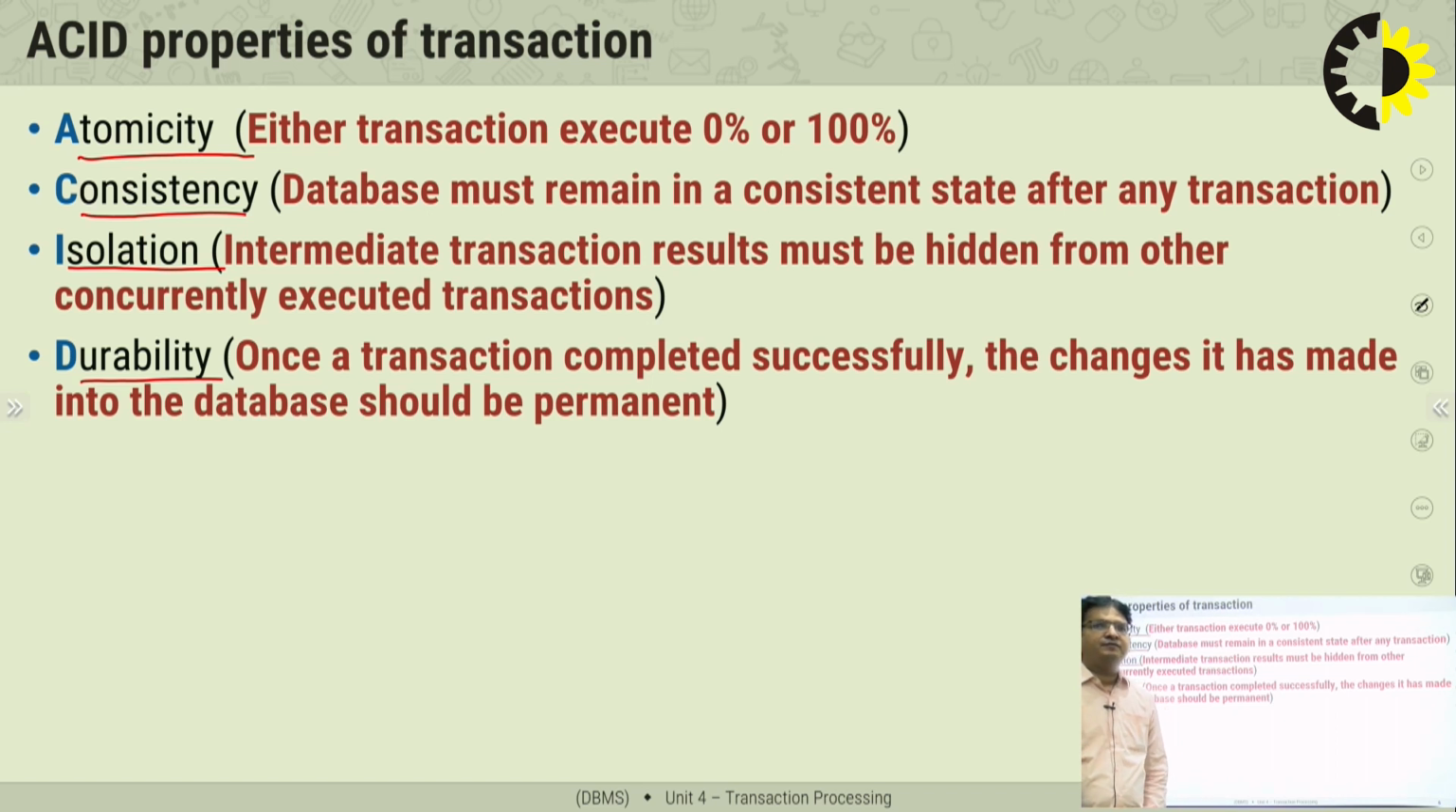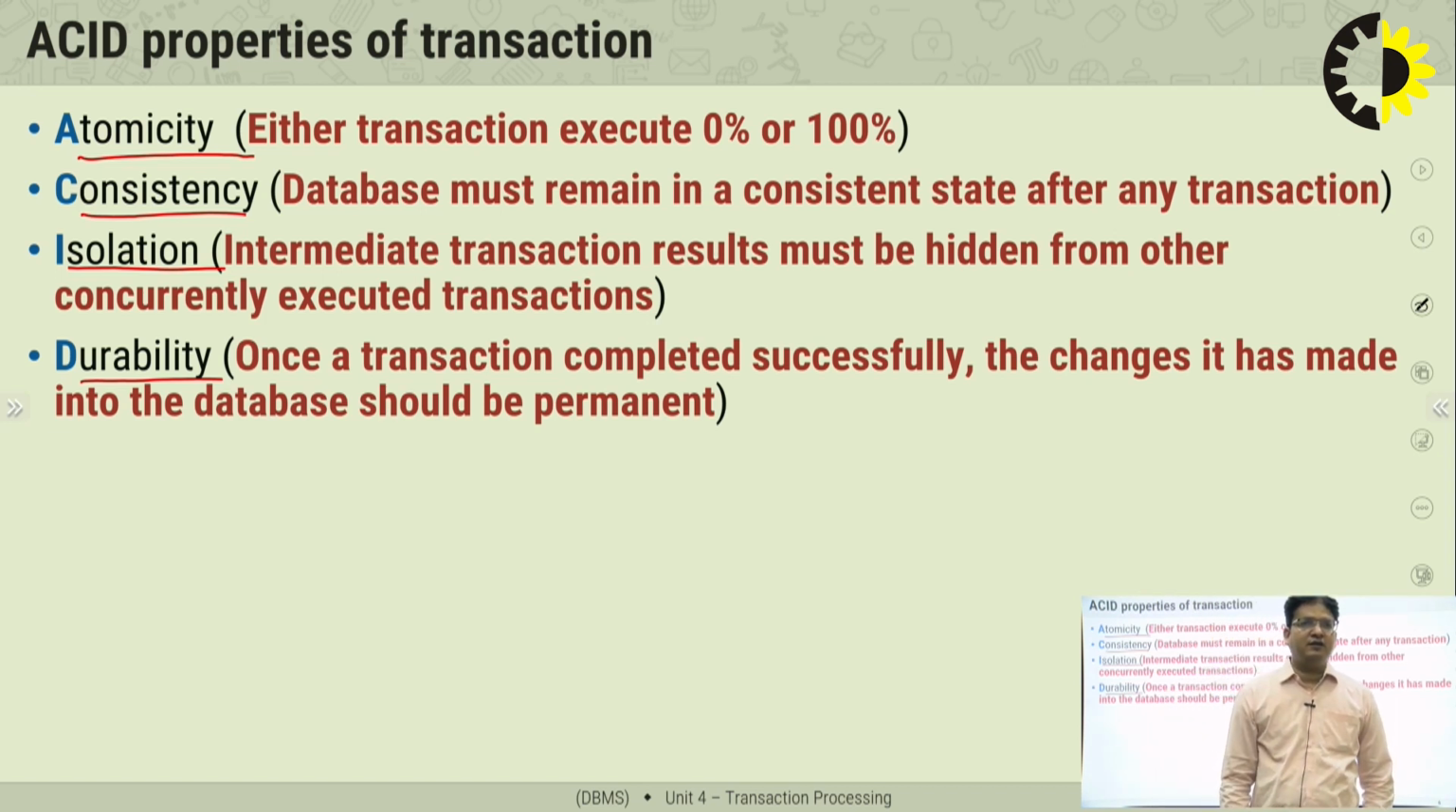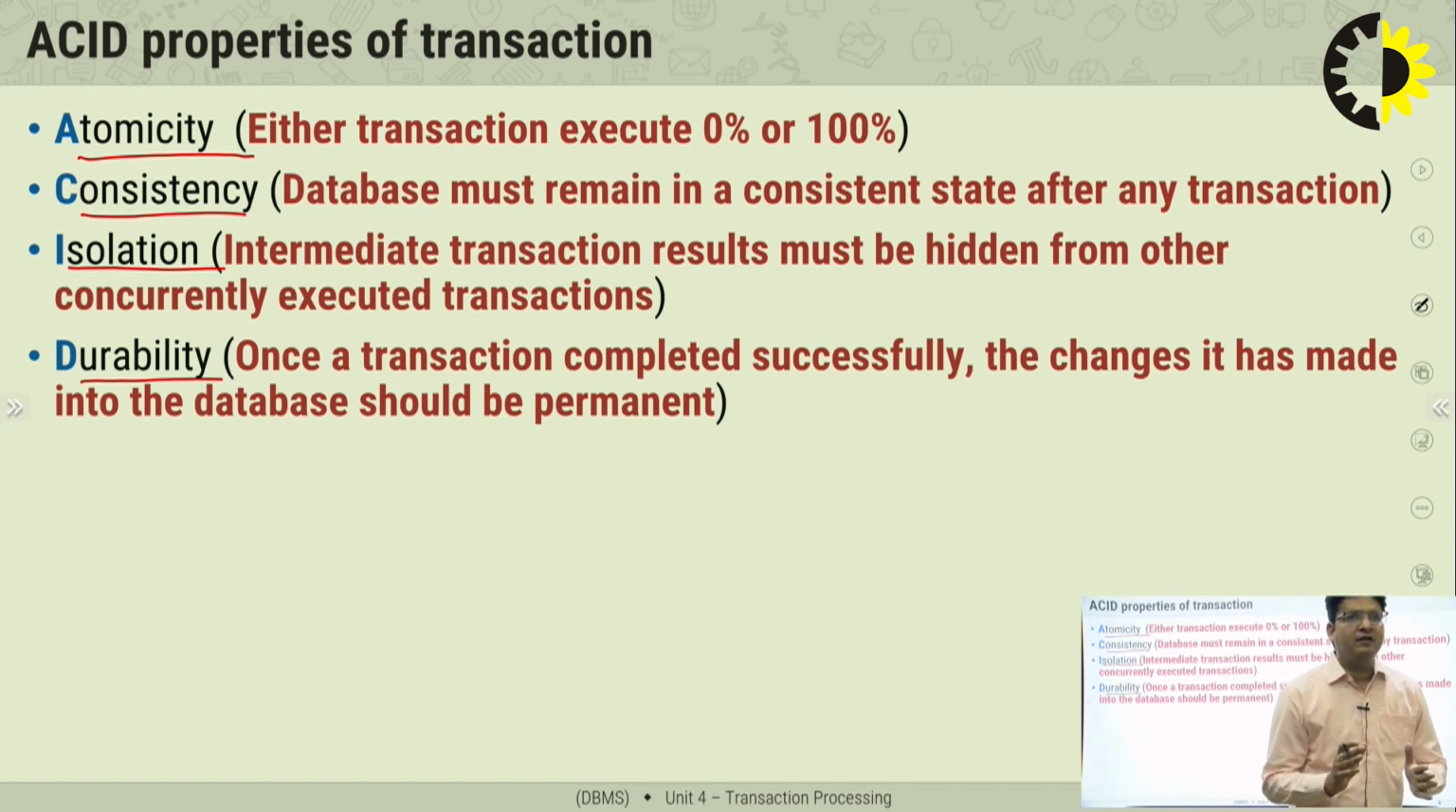Next is isolation. Isolation means that a transaction must be unaware of the other transactions that are running parallel to it. It is mainly a property to be implemented in concurrent execution, because in serial execution only one transaction executes at a time, so we need not worry about isolation in that case. But when multiple transactions are working at the same moment of time, then we need to ensure the property of isolation. Here, intermediate transaction results must be hidden from other concurrently executed transactions so that the problem of concurrency does not arise.